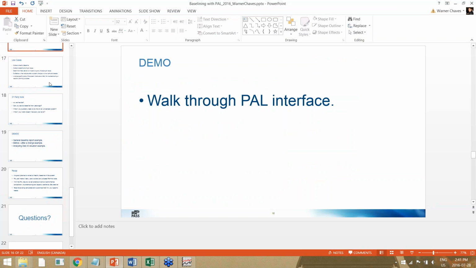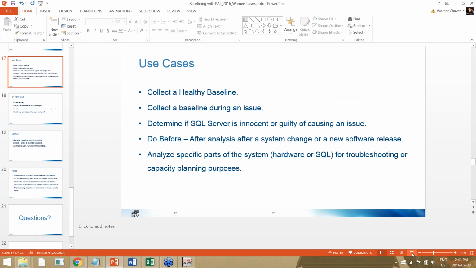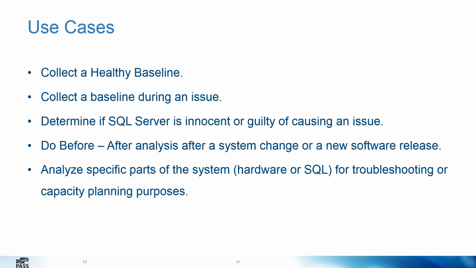All right, so let's finish the slides here, and then we'll go through all the different PAL examples that I have for today. So, use cases for the tool that you can use with Perfmon and PAL. Well, if you want to collect a healthy baseline, like I said, it's good to collect it even in a healthy state. So if things go south, at least you know what healthy looks like.